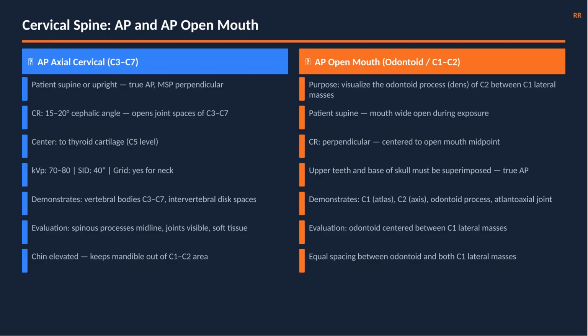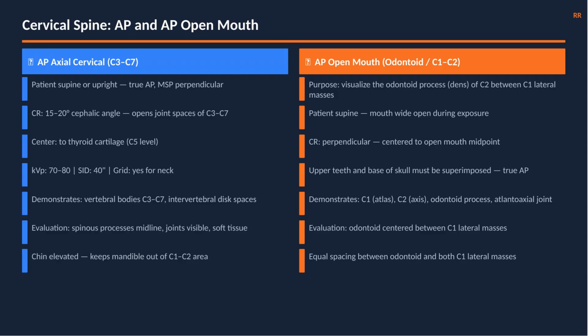Center to the thyroid cartilage, the level of C5. KVP, 70 to 80. Grid, yes. Chin elevated to keep the mandible out of the upper cervical field. Demonstrates vertebral bodies C3 through C7, intervertebral disc spaces, and uncinate processes.